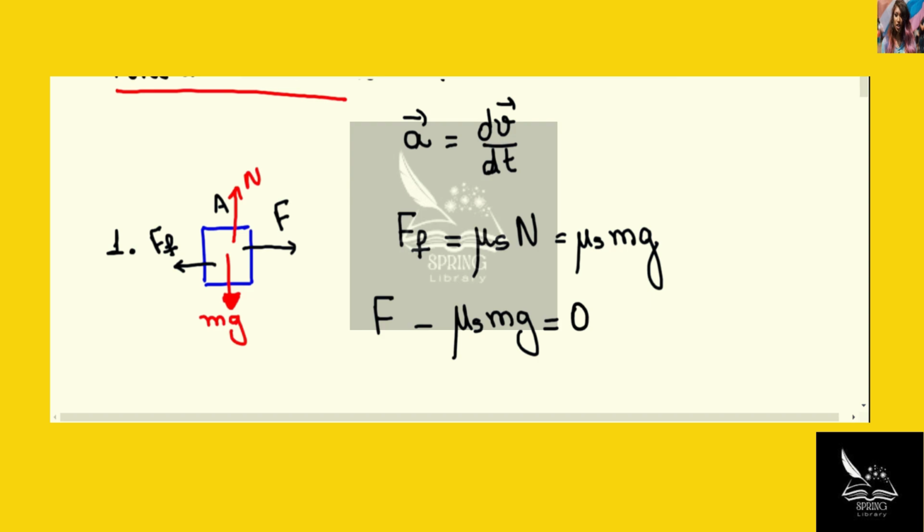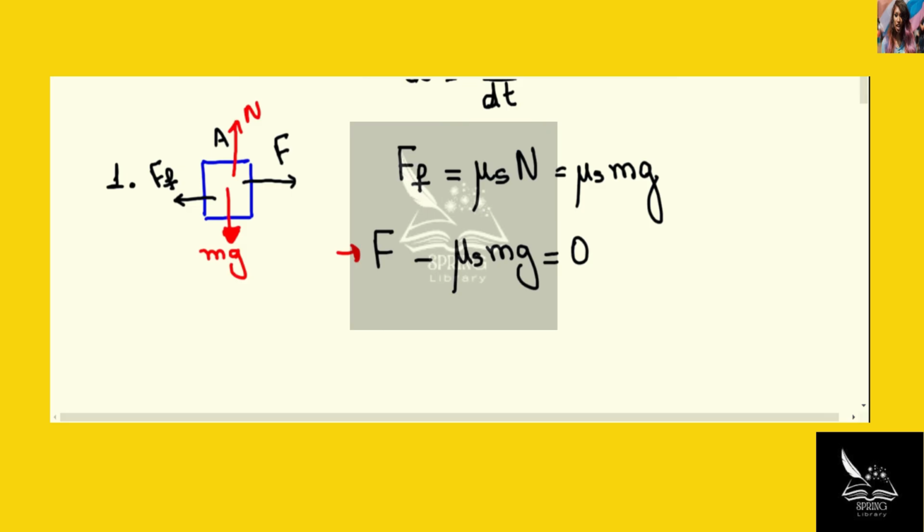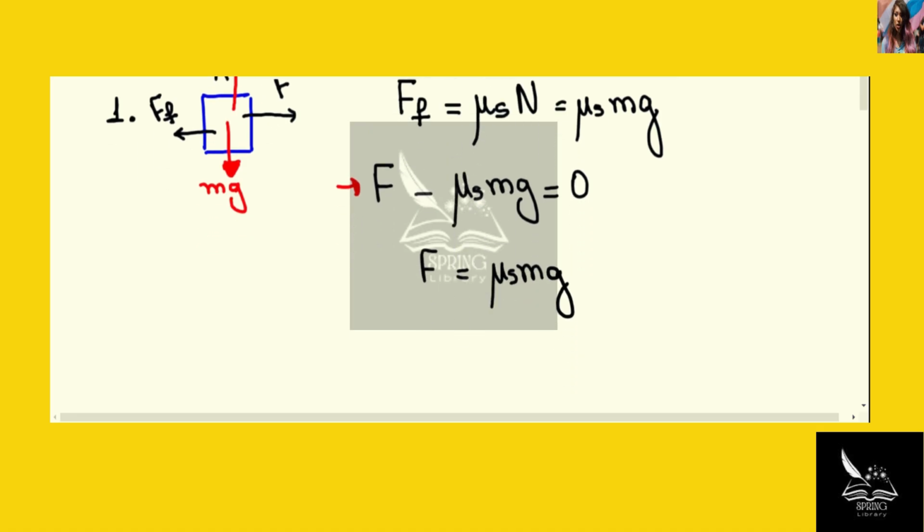Now notice that if the force F increases more, then the block will start moving because it has already reached the maximum value of the static friction. So at the time when the force F is equal to mu s mg, the block starts moving. If we solve this equation, we can find what time that corresponds to.